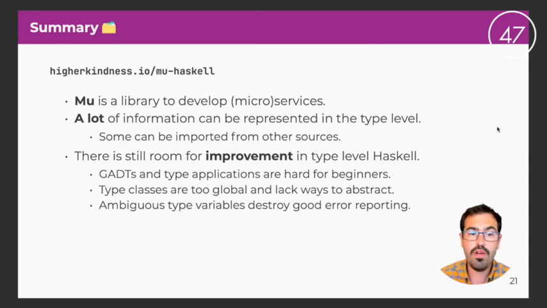The main part of our paper, of course, is how to improve type-level Haskell. What are the stumbling blocks we found when dealing with modern type-level Haskell. The main points we raise are that GADTs and type applications are actually hard for beginners, so we might look at other possibilities, like, as I mentioned, extensible syntax, which integrates nicely with the language. Also, type classes, and this also holds for type families, are too global and lack ways to abstract. So you end up repeating and duplicating a lot of code, which essentially traverses type-level lists or matches or looks for elements. And the last point has been about ambiguous type variables. What we find is they actually destroy good error reporting. So there is a lot of work to be done in moving from type errors into something like defaulting types for ambiguous type variables.